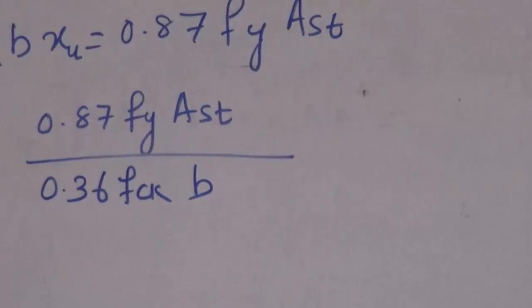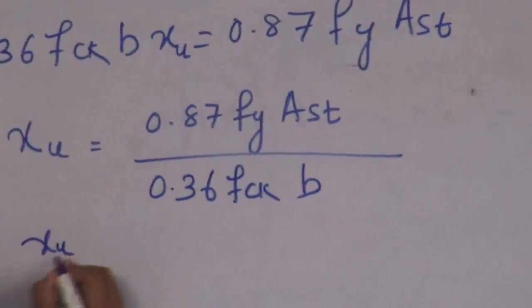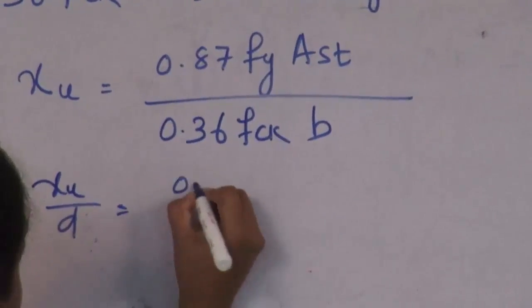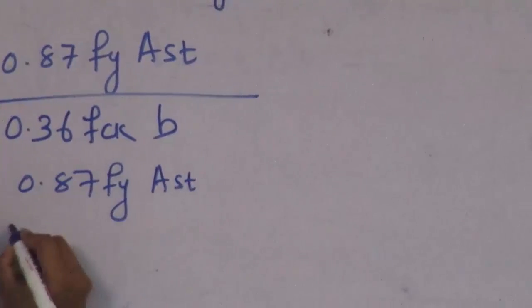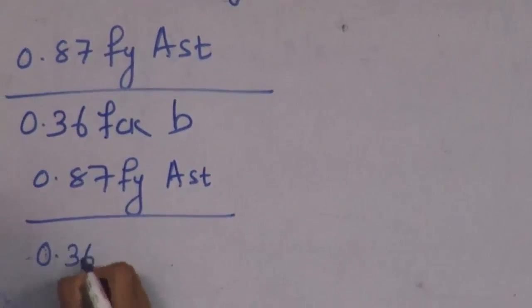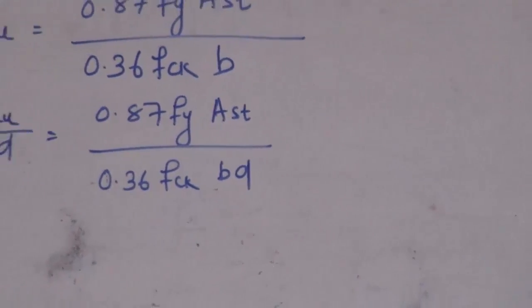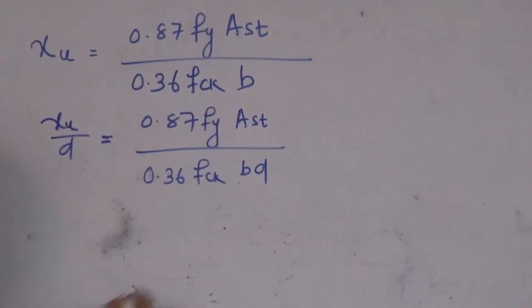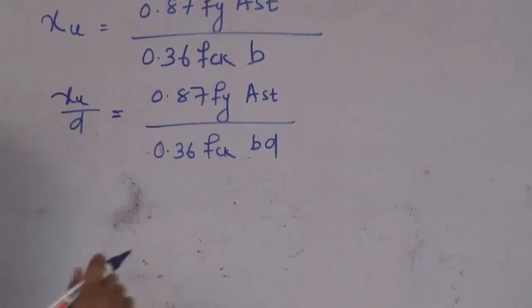Now I am going to write this equation in the X by D form. XU by D equal to 0.87 Fy AST divided by 0.36 FCK B into D. Then here AST by BD into 100 is your PT.